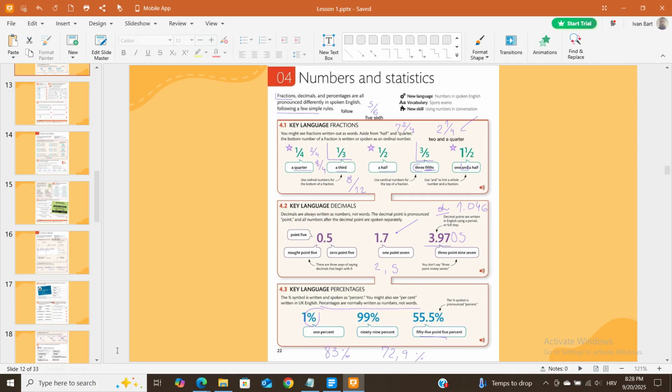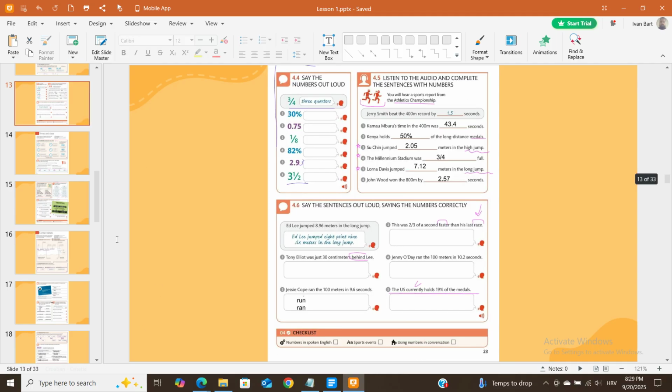4.4 Say the numbers out loud. 3/4. 30%. Greater than 0.75. 1/8. 82%. 2.93. 32. 4.5 Listen to the audio and complete the sentences with numbers.